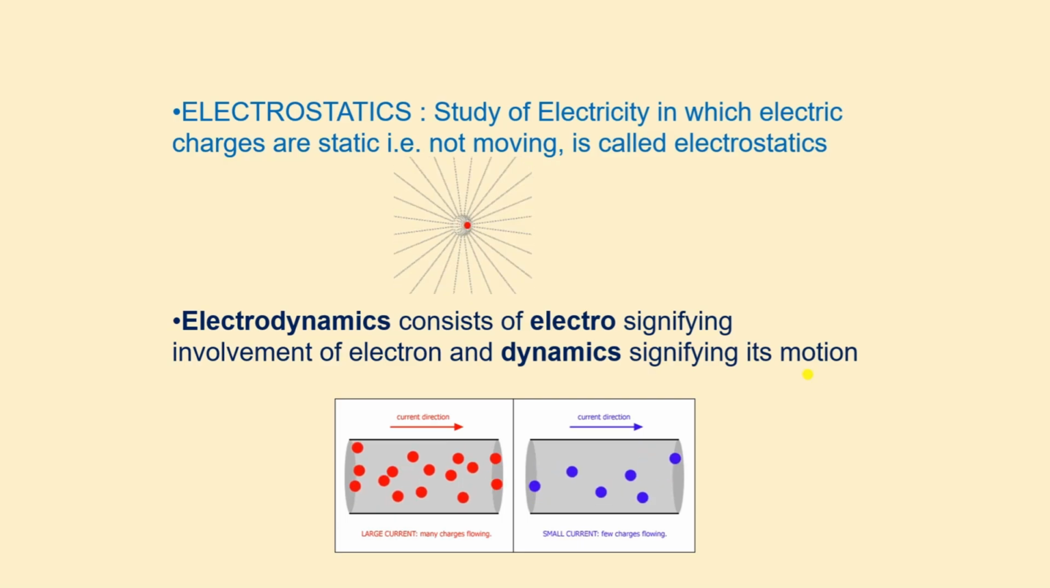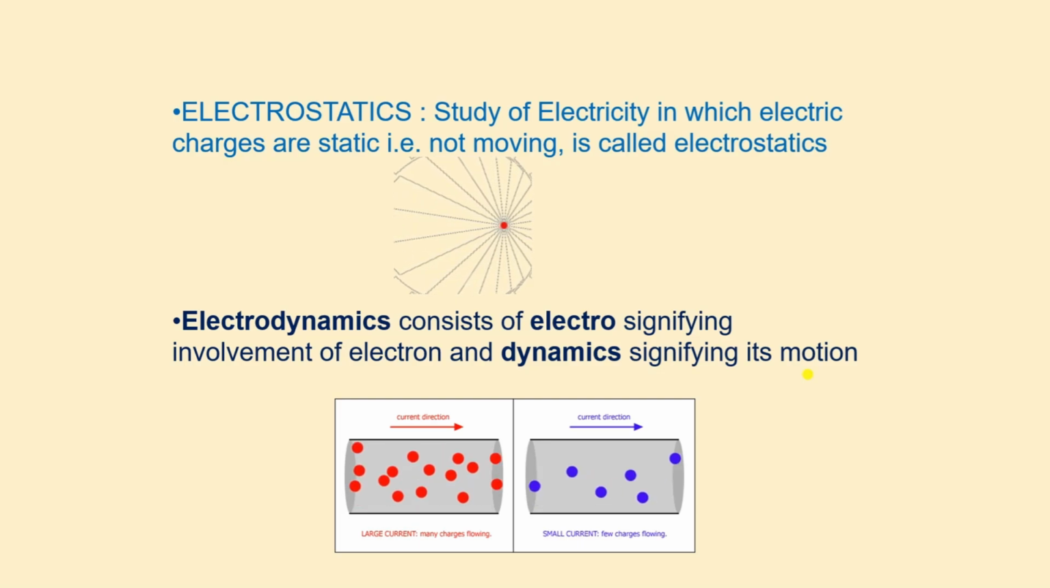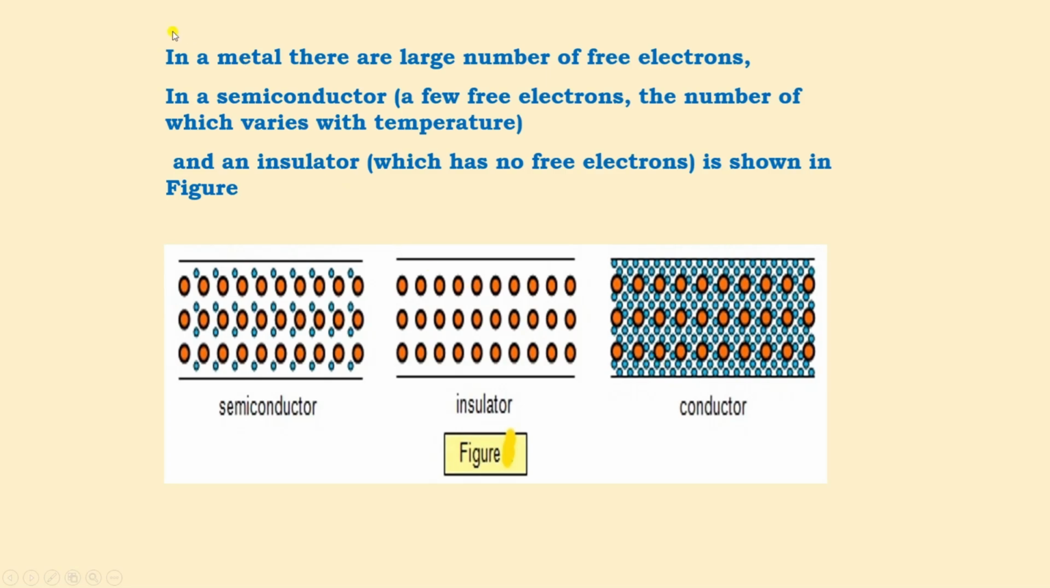When there is a net flow of charge through a given cross section of the conductor, then we say that current is flowing in that conductor. In a metal, there is a large number of free electrons, and in a semiconductor, few free electrons, the number of which varies with the temperature. And in an insulator, there is no free electron, as is shown in this figure.